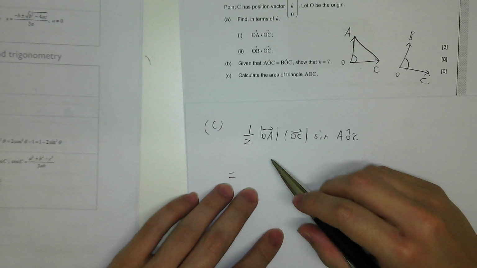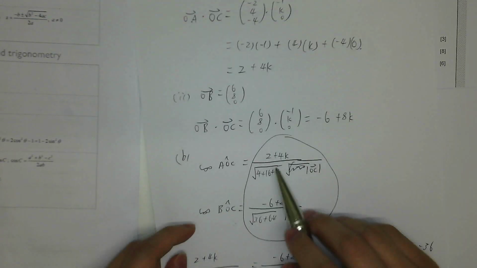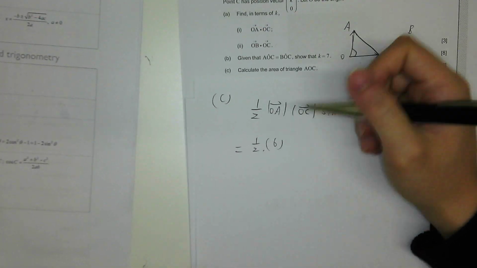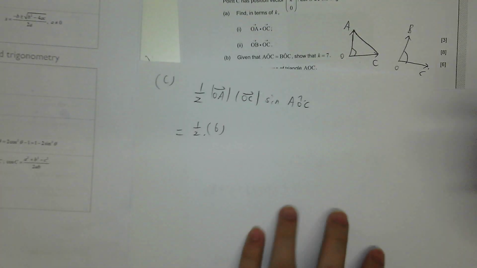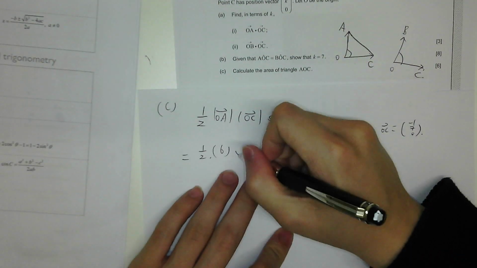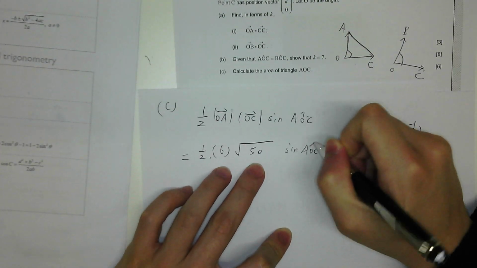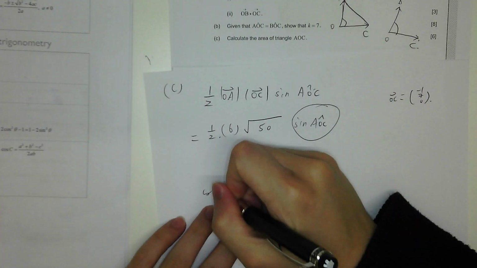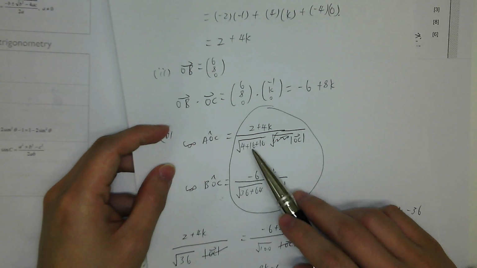Okay, so 1/2. What's OA magnitude? OA magnitude is this one, it's root 36, so it's 6. And then OC magnitude. OC is (1, 7), because we know k is 7, so square root of 1 squared plus 7 squared, root 50. Sine AOC, we don't have sine AOC, right? But we have cosine AOC.